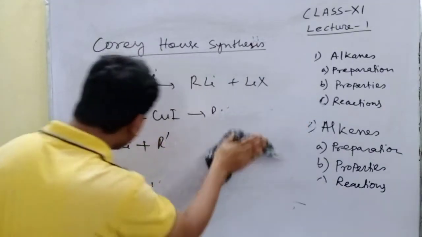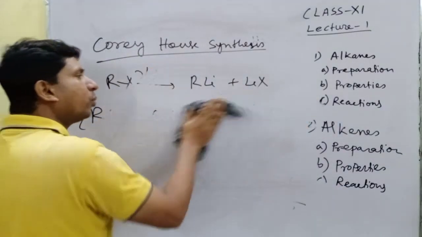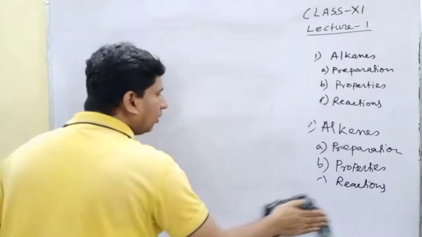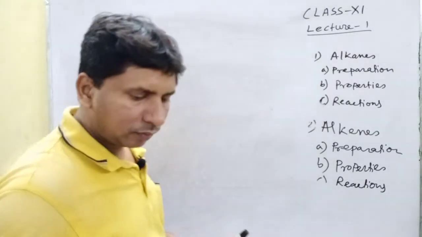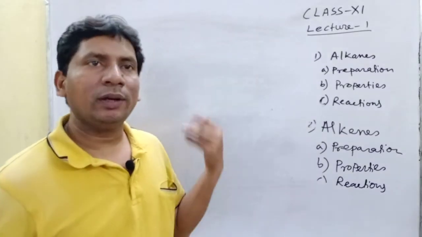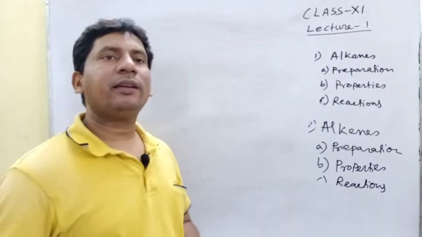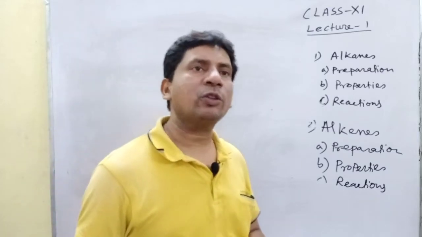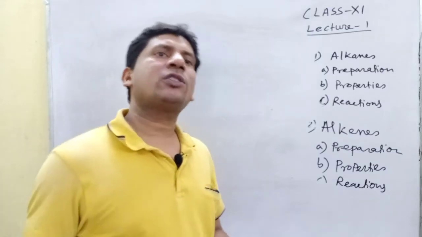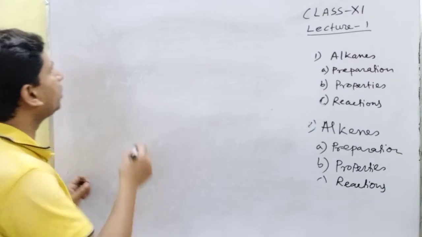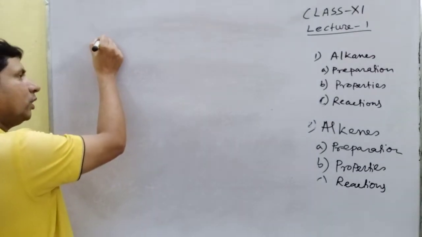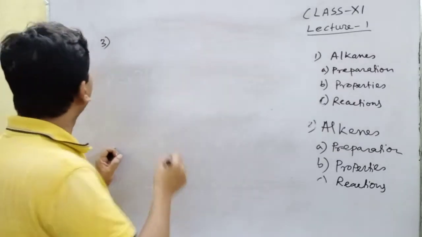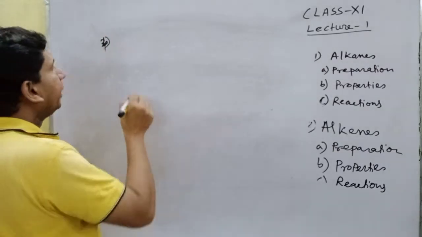Now there are so many processes to prepare alkane, but according to our syllabus we will give a limited number of preparation methods. Decarboxylation. What is decarboxylation? That is number 3, I think. It is number 4. Okay. Decarboxylation.